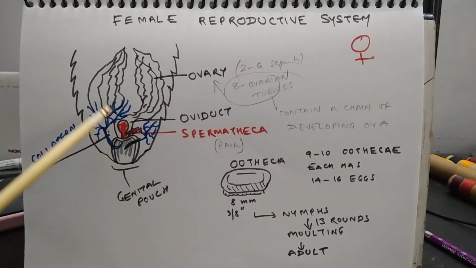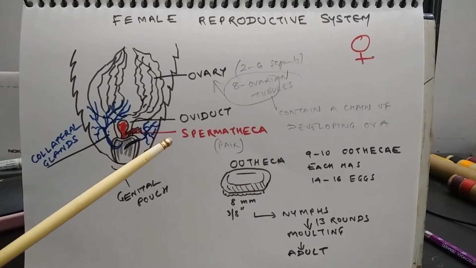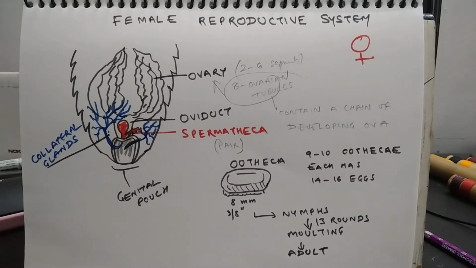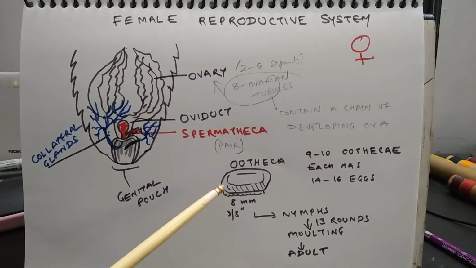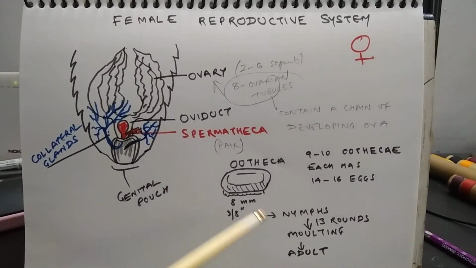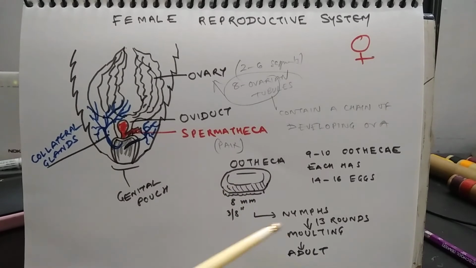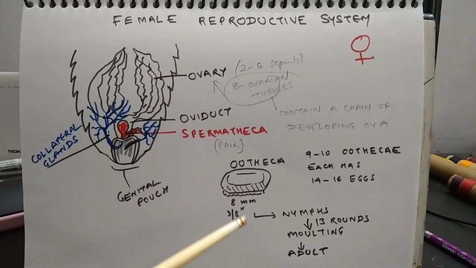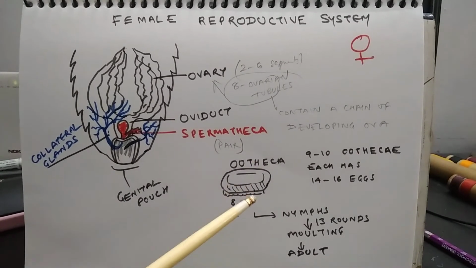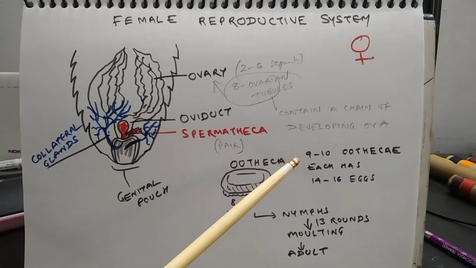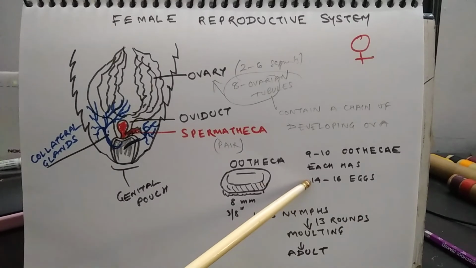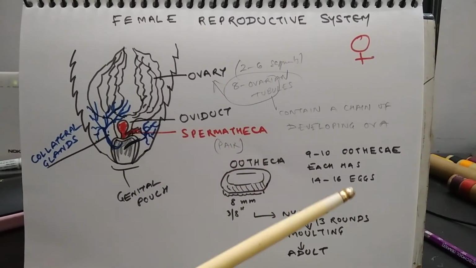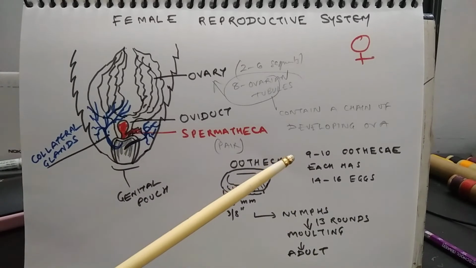Then spermatheca is the place where fertilization takes place. What happens after fertilization is that the eggs get enclosed in a hard shell which appears like a capsule, and this is called ootheca. Ootheca is around 8 millimeter in length, and each female cockroach lays about 9 to 10 ootheca at one go. Each ootheca contains 14 to 16 eggs. After a suitable time, the baby cockroaches come out of the ootheca.